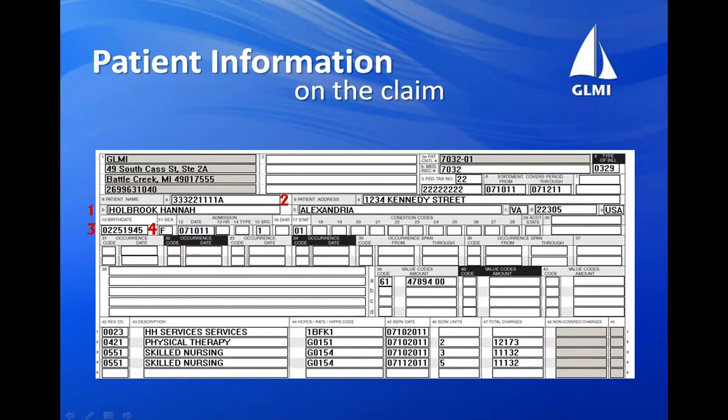Now we're going to jump over to our claim for Hannah Holbrook, and you can see the information that we just went over in the demographic file here on your claim. By the number 1 you see the patient's name, then 2 their address, 3 the birth date, and 4 we have their gender. And in this instance this is not a secondary claim, so marital status did not apply.